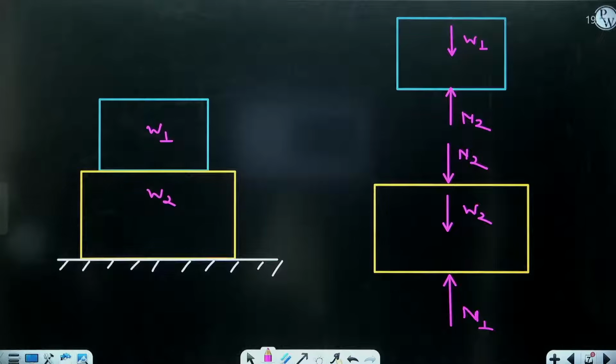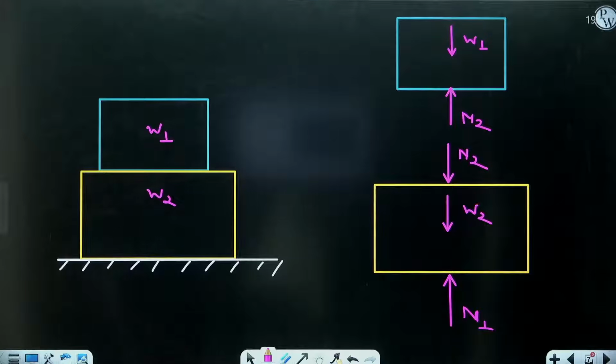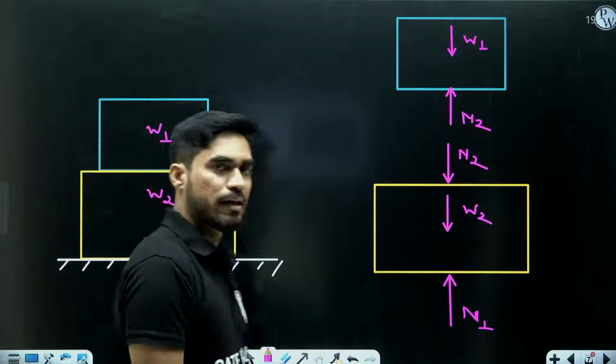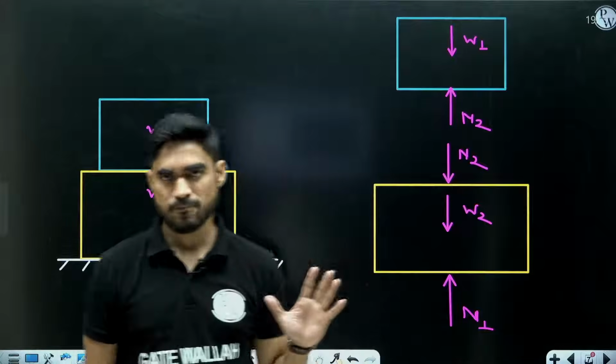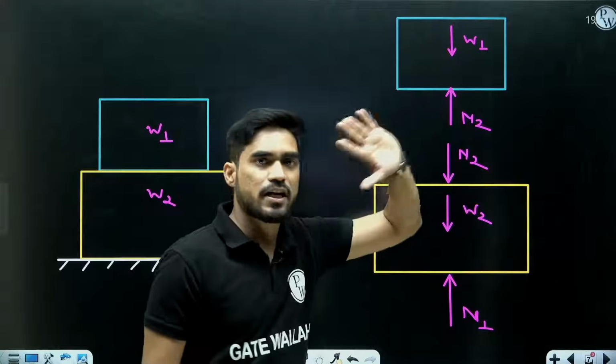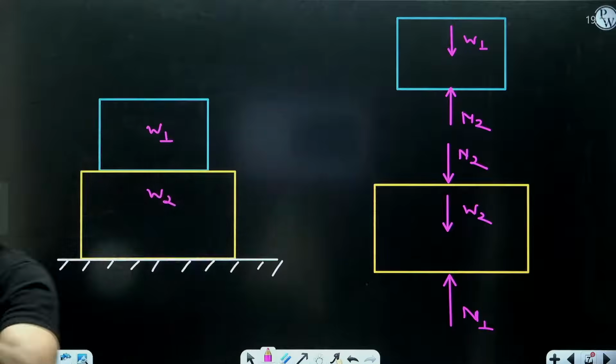So do you understand what we mean by free body diagram? A free body diagram is a sketch of a body, part of a body, or interconnected bodies completely isolated from other bodies, showing the interaction between them with forces. So we have isolated them and we are showing the interaction using the forces.